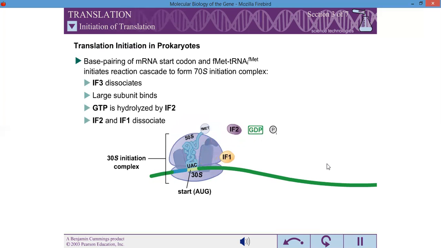Because the GDP-IF2 complex has a low affinity for the ribosome, IF2 and GDP, and then IF1, are all released. This is the 70S initiation complex. Protein synthesis can now begin.